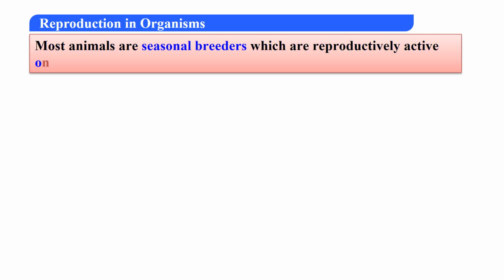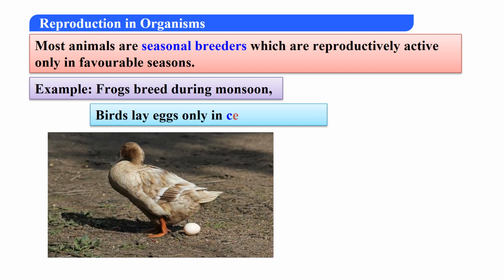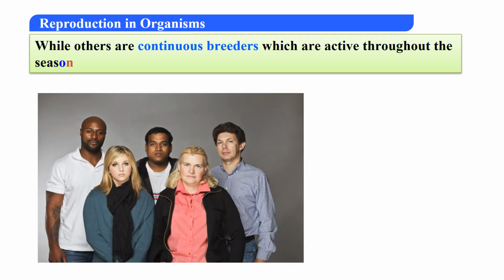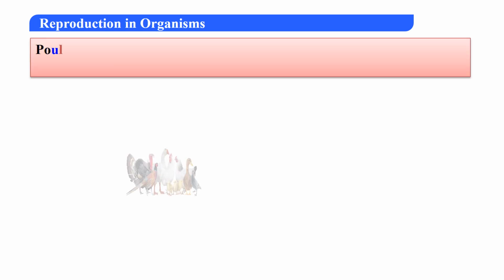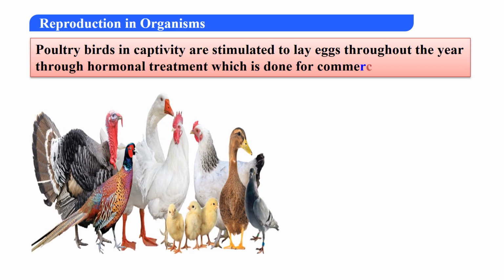Most animals are seasonal breeders which are reproductively active only in the favorable season. Example: frogs breed during monsoon, birds lay eggs only in certain seasons. While others are continuous breeders which are active throughout the season. Poultry birds in captivity are stimulated to lay eggs throughout the year through hormonal treatment, which is done for commercial exploitation.